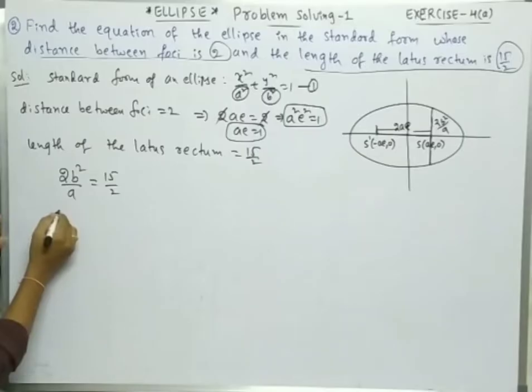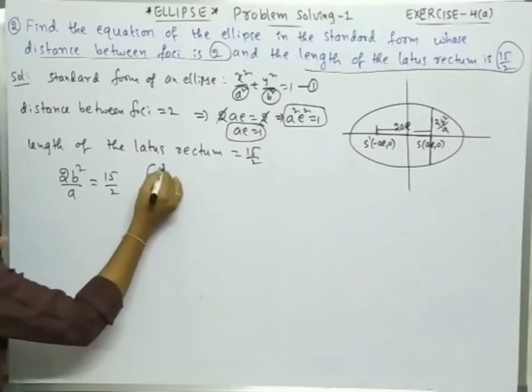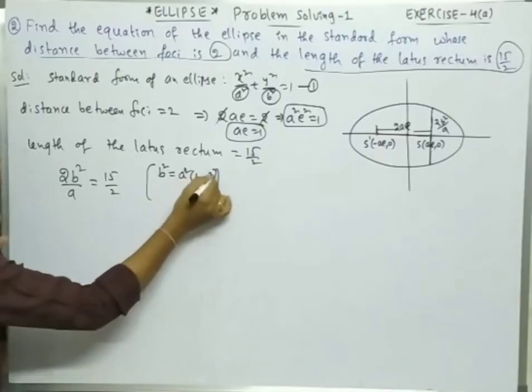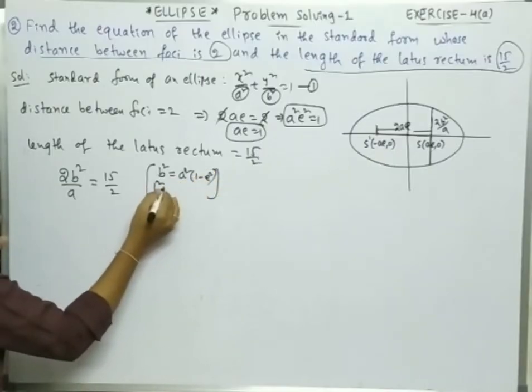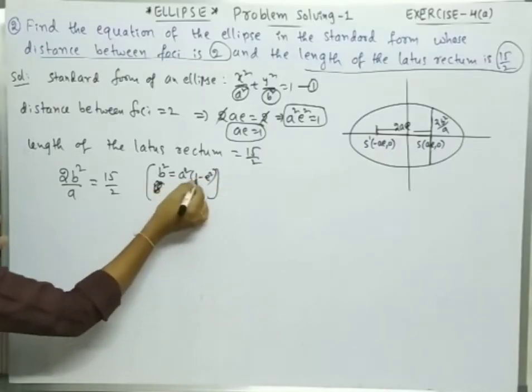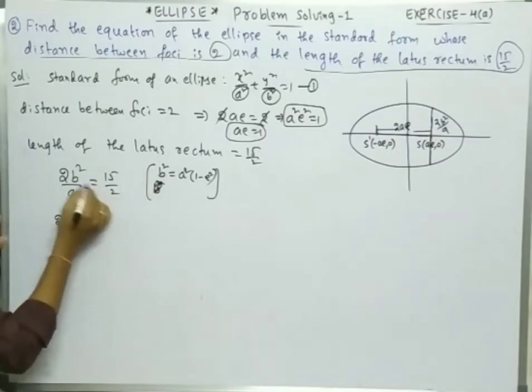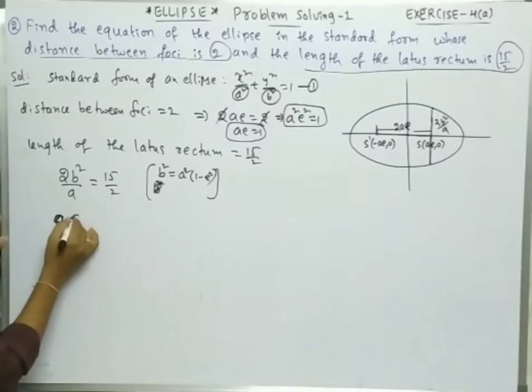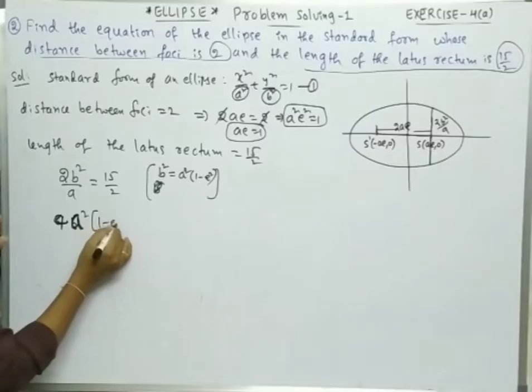do cross multiplication. Otherwise we have one formula from the first derivation, the standard form of ellipse derivation. In the derivation we assumed b square is equal to a square into 1 minus e square. So substitute that formula here. You will get, by cross multiplication, 2 2 is 4 b square. B square means a square into 1 minus e square.